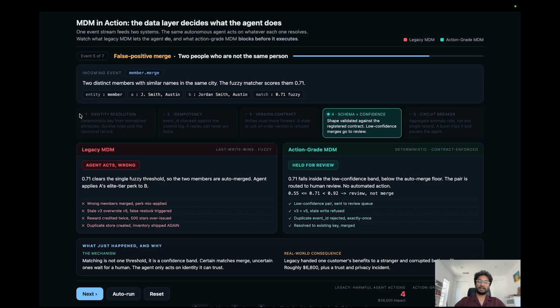The action grade lane on the right treats matching as a confidence band, not a single line. 0.71 lands in the uncertain zone, below the auto merge floor. So instead of acting, it routes the pair to a human for review. The agent only acts on identity it can actually trust.